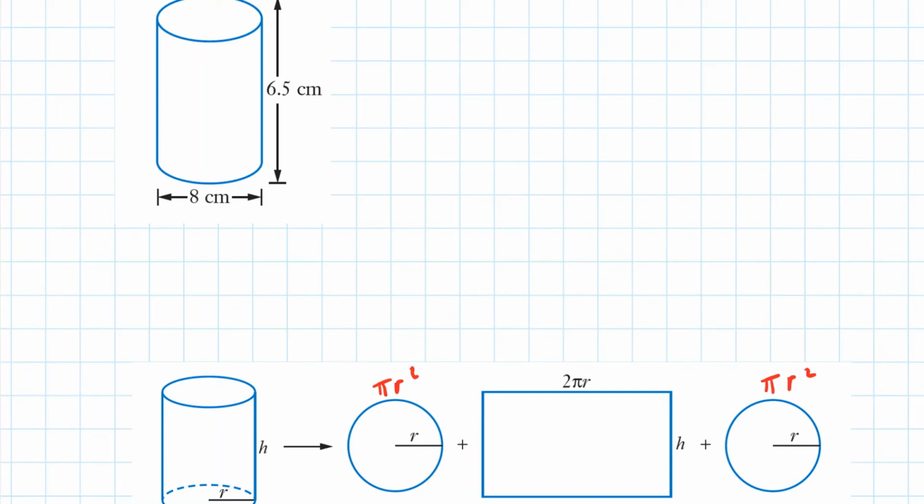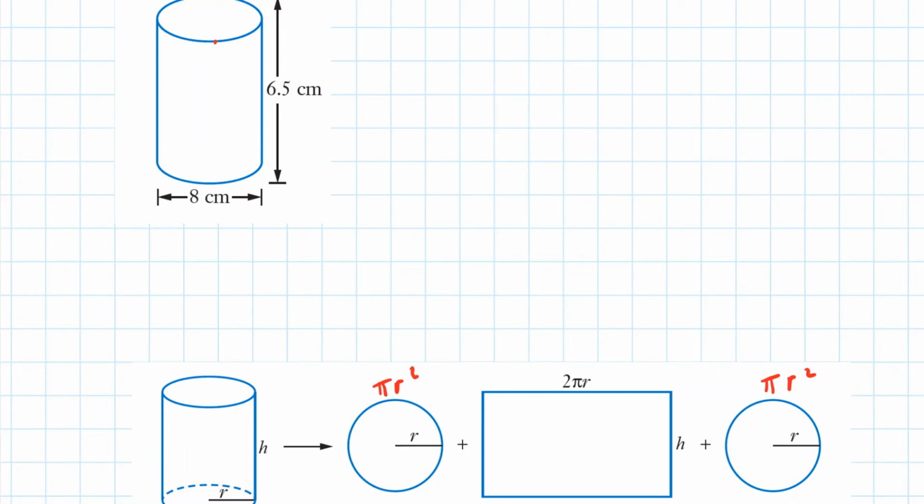Now the rectangle that's making up the tube connecting them has a height that we're just going to call h for height. And the width of this rectangle is the distance around the circle on top. Imagine the label starts here, goes around, and finishes here. So the length of the label is the circumference of the circle, which from the earlier video we said is 2 pi r, which is pi times diameter.